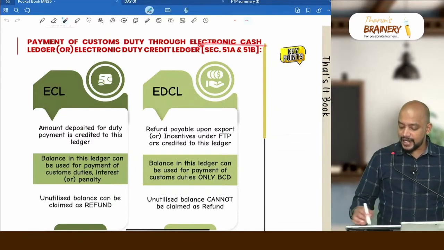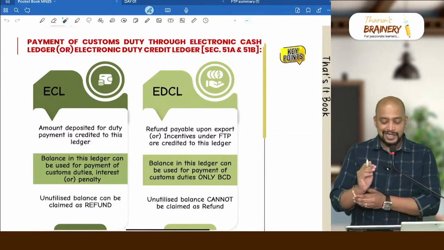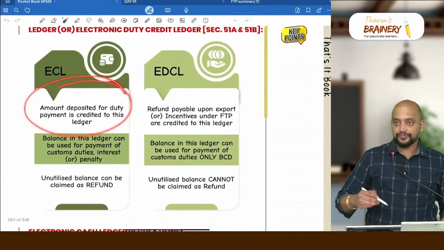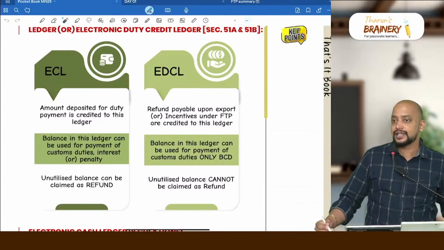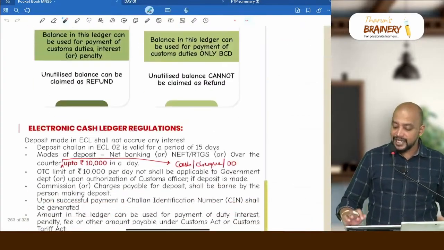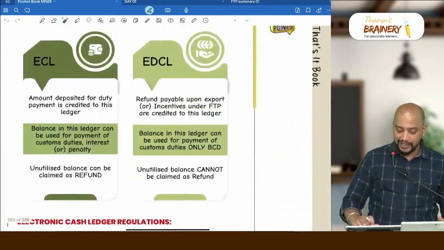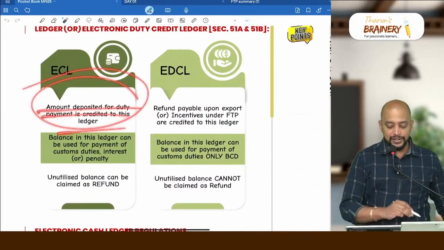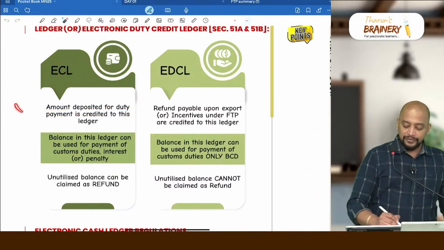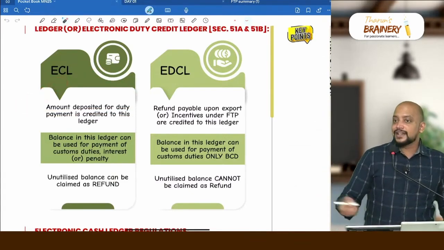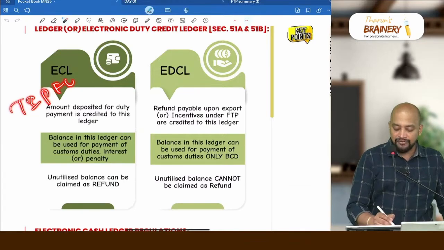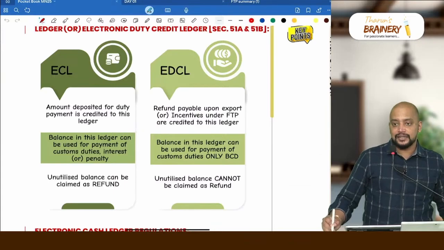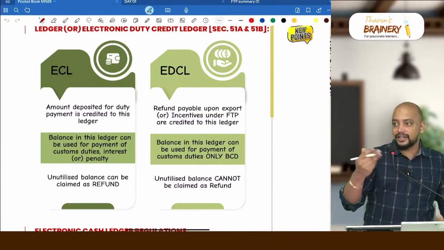Electronic cash ledger and electronic duty credit ledger regulations. The electronic cash ledger is for any amount that is deposited into this ledger, similar to GST, and will be used for payment of DIPFO, page number 251. The amount deposited for duty payment is credited to this ledger and will be used for payment of DIPFO. In case of GST, it is TIPFO. What is that? DIPFO means duty; TIPFO is tax, DIPFO is duty.